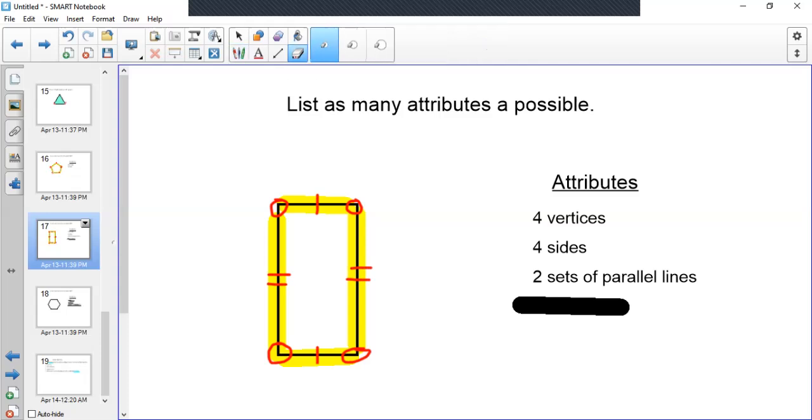There's one more attribute Mr. Correa found. Let's see. It has 4 90-degree angles. And if you notice, when I circled them, the vertices are connected with straight line segments that run vertical and horizontal. And that makes 4 90-degree angles on a rectangle. Excellent job. Let's try one more shape.